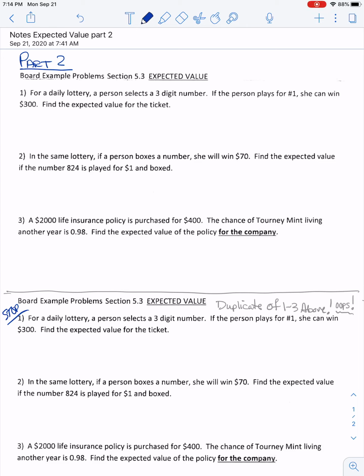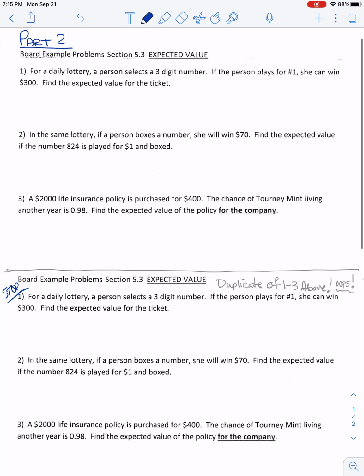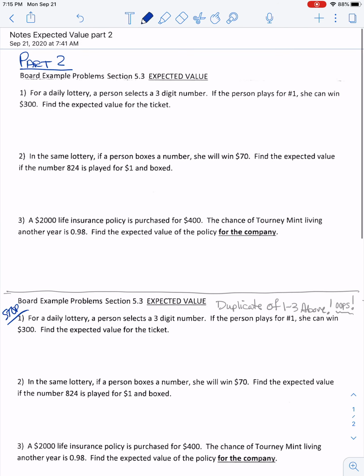Hello, this is part 2 of our expected value notes video. These are just a little more maybe complicated examples, so I wanted to isolate those. You might also notice that on my guided notes here I have the same questions twice, so we only have 3 new examples to take a look at.